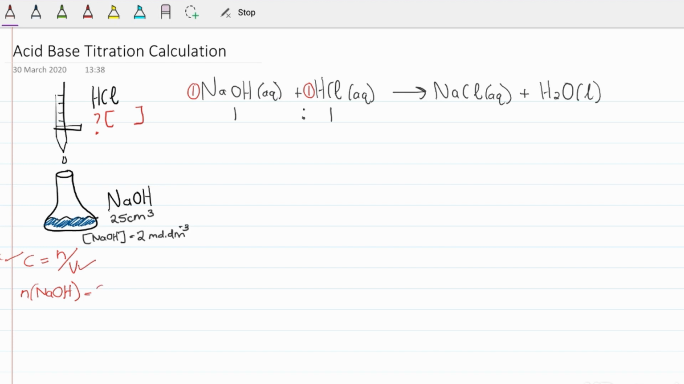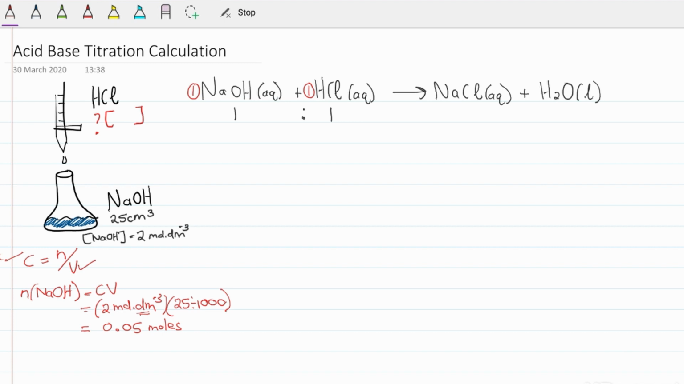So that's going to be C times V. That's 2 moles per cubic decimeter, and the volume, now this is important, is in cubic centimeters. You need to convert this to cubic decimeters, so you're going to divide it by 1,000. If you calculate your moles, you will get 0.05. Alright, so now you know the moles of your sodium hydroxide.